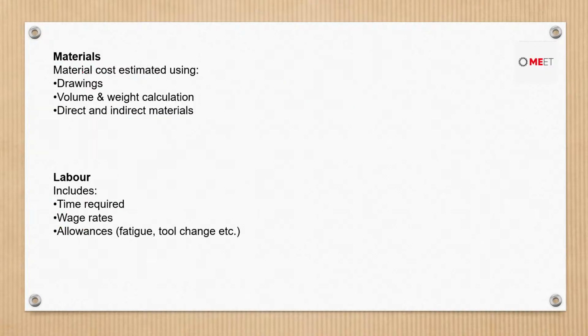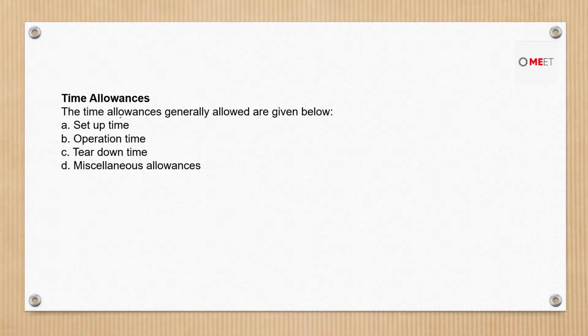Next is materials. Material costing is done by using drawings, volume and weight calculations, and direct and indirect materials. Next, labor costing is done by the time consumed by the labor to perform the operation. Next are wage rates and allowances, which could include fatigue, tool change, and other miscellaneous allowances. Next is time allowances. Time allowances are generally setup time, operation time, tear down time, and miscellaneous allowances.